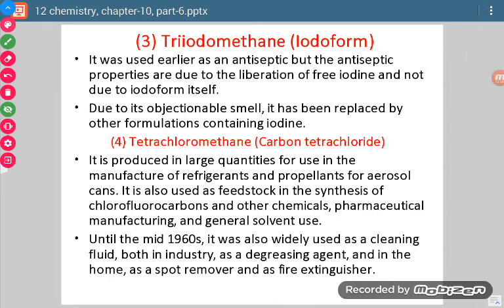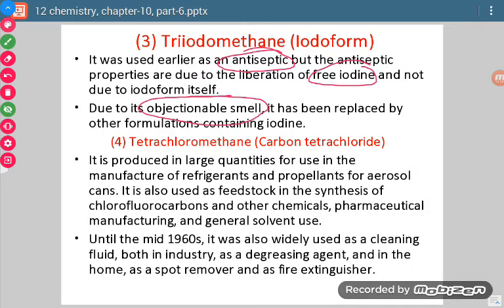Now the next thing is iodoform. Earlier it was used as an antiseptic, and its antiseptic properties are because it produces free iodine. So it was used, but it has a foul smell.